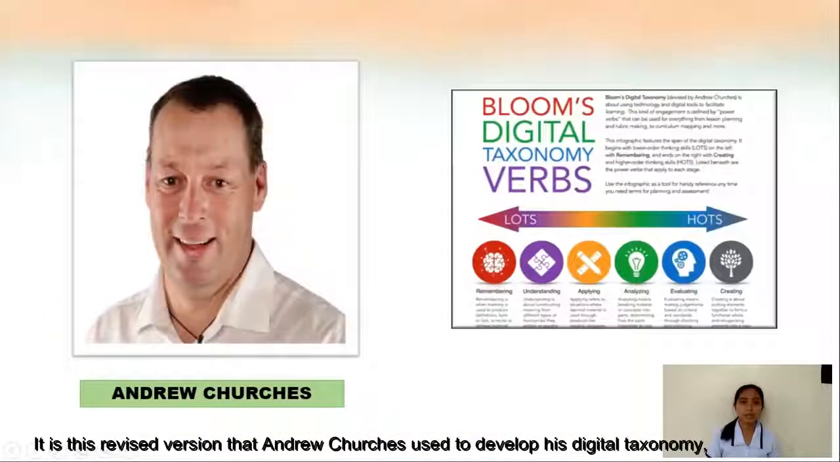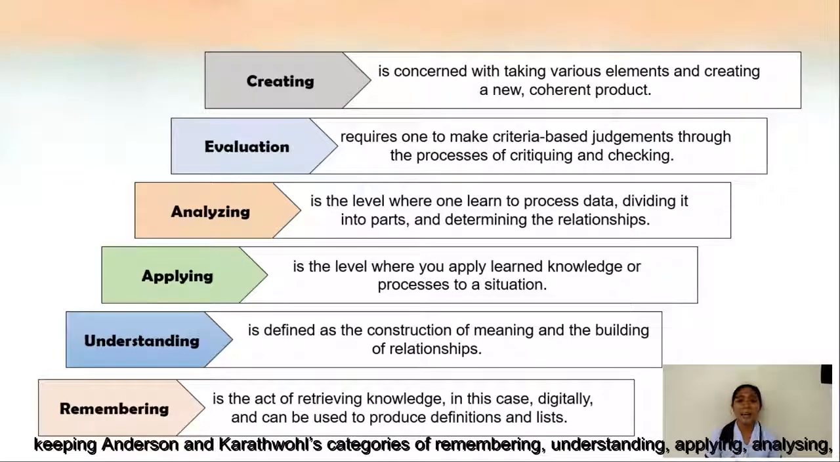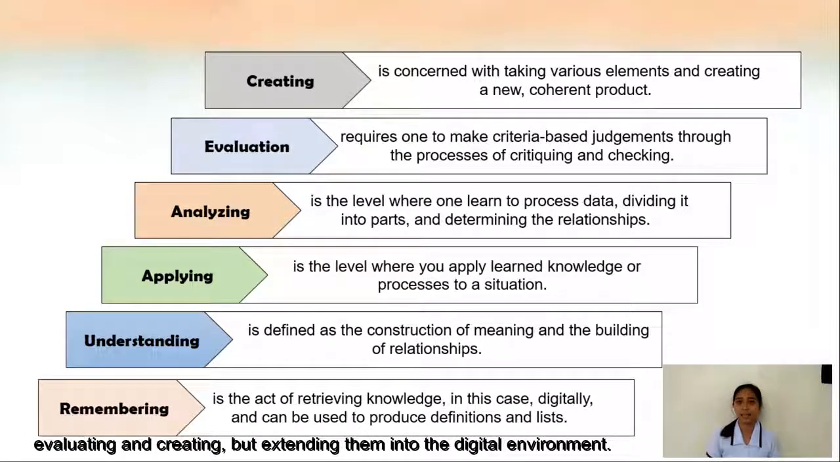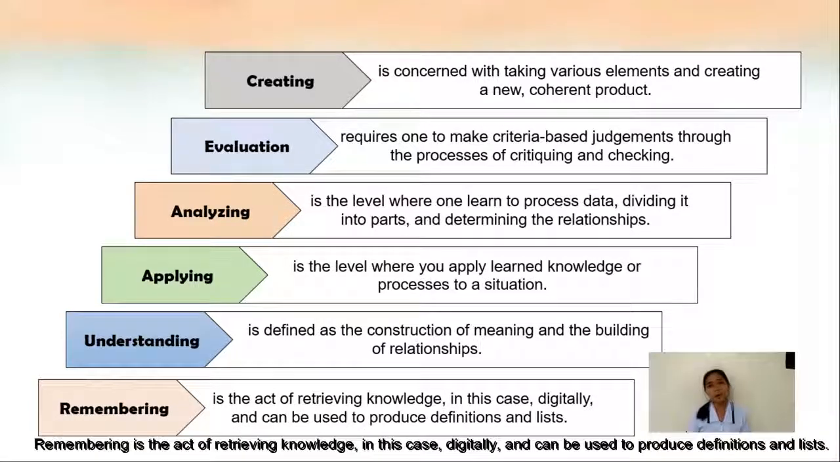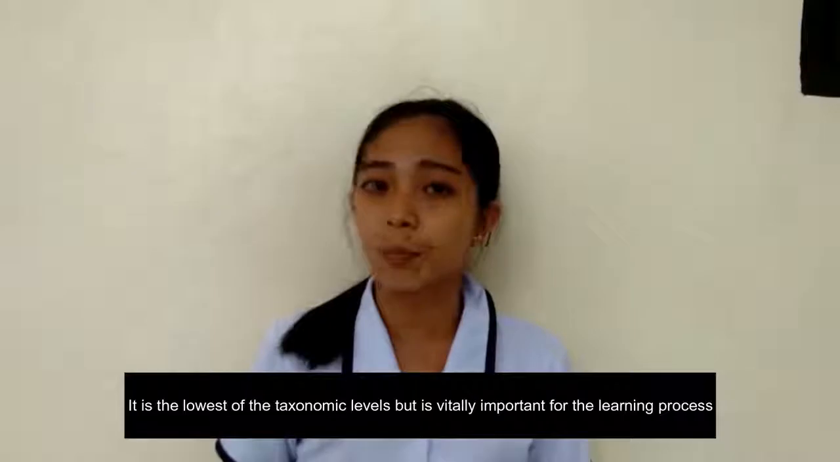It is the revised version that Andrew Churches used to develop his digital taxonomy, keeping Anderson and Krathwohl's categories of remembering, understanding, applying, analyzing, evaluating, and creating, but extending them into the digital environment. Remembering is the act of retrieving knowledge, in this case, digitally, and can be used to produce definitions and lists. It is the lowest of the taxonomic levels, but it is usually the most important for the learning process.